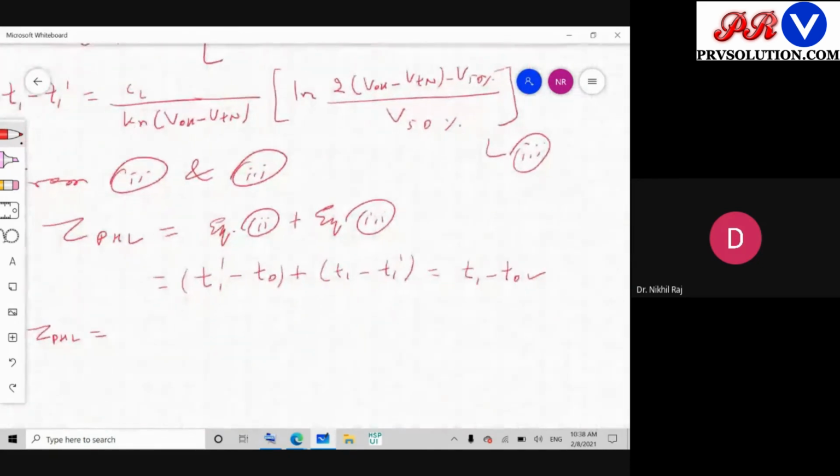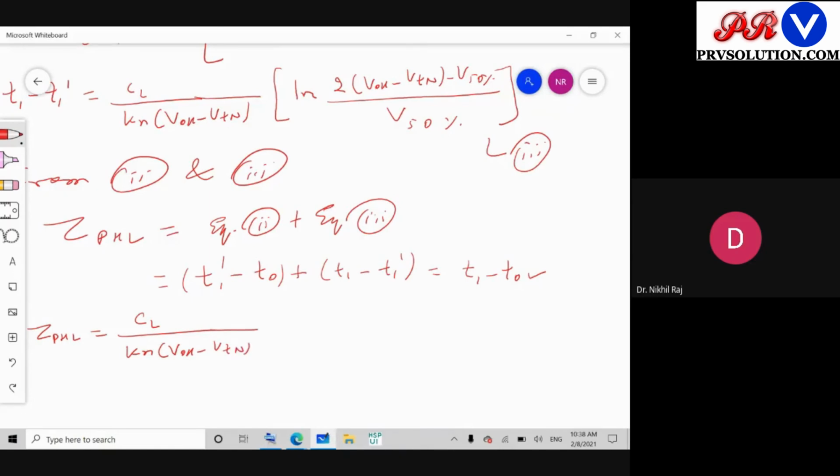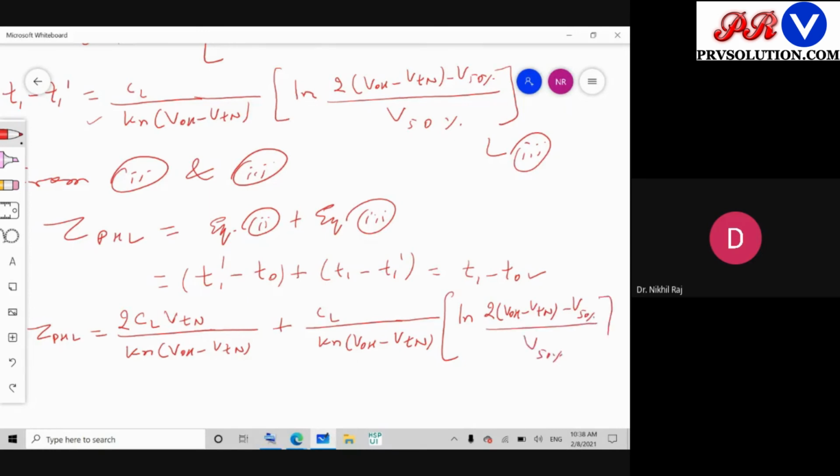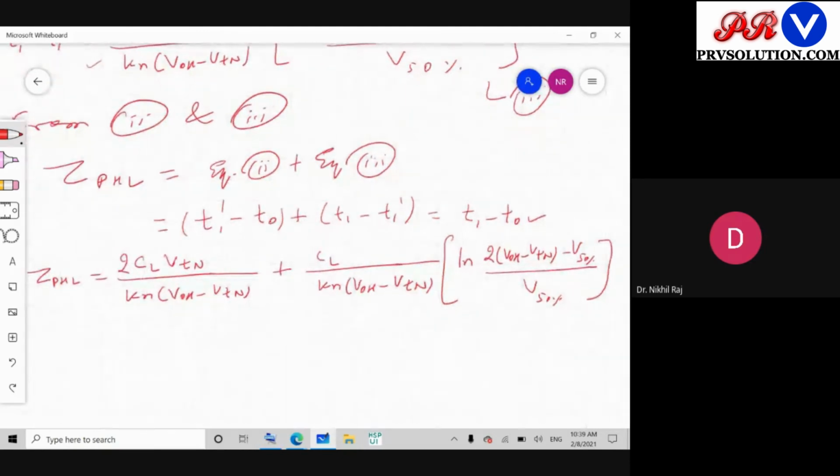I'll write the equation. So in the first case, we have got the expression CL by Kn (VOH minus VTN), and what was there? 2CL by Kn, VTN divided by this one, plus this equation number 3, that is CL divided by Kn (VOH minus VTN) into this one, ln of (2 into (VOH minus VTN) minus V50%) divided by V50%. So this is my TPHL equation.